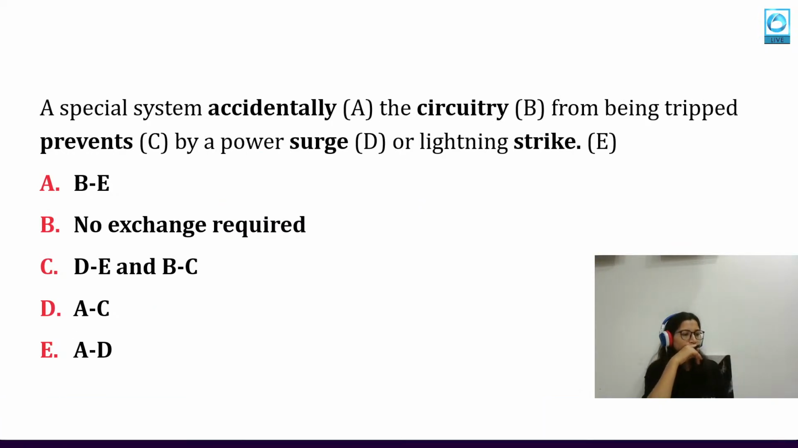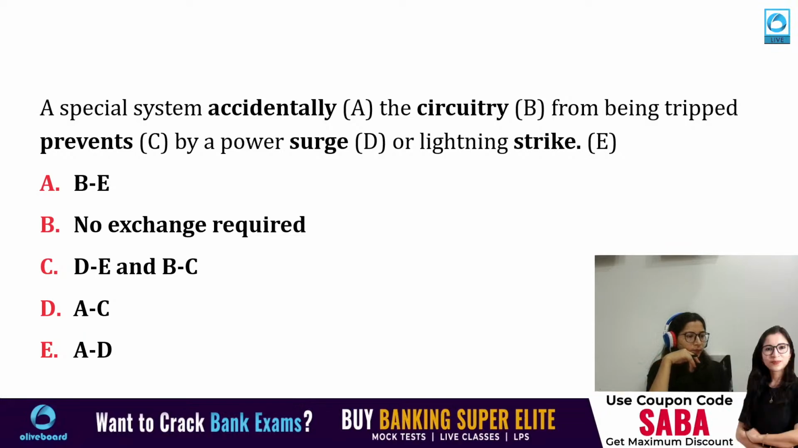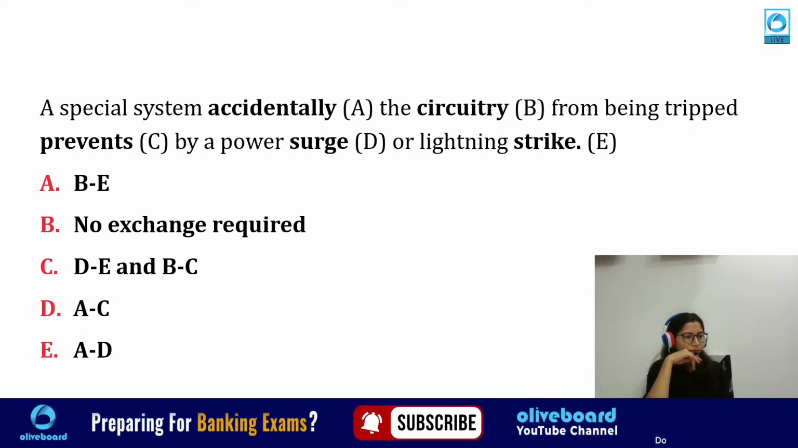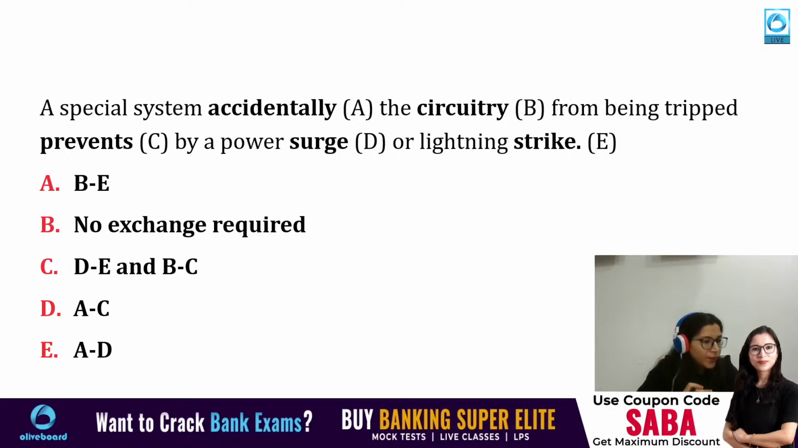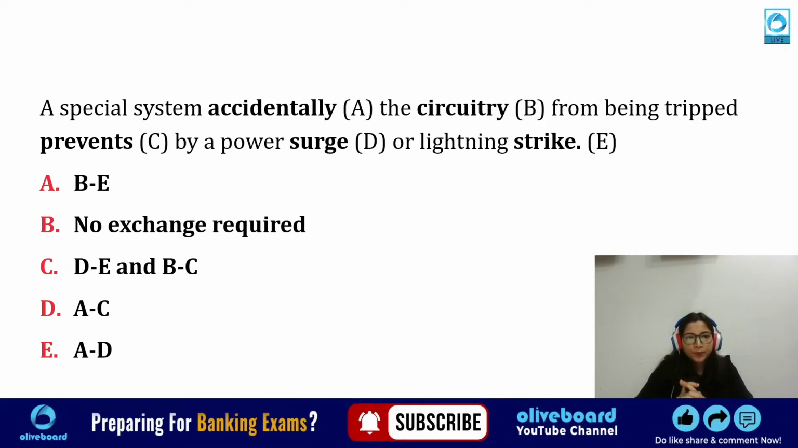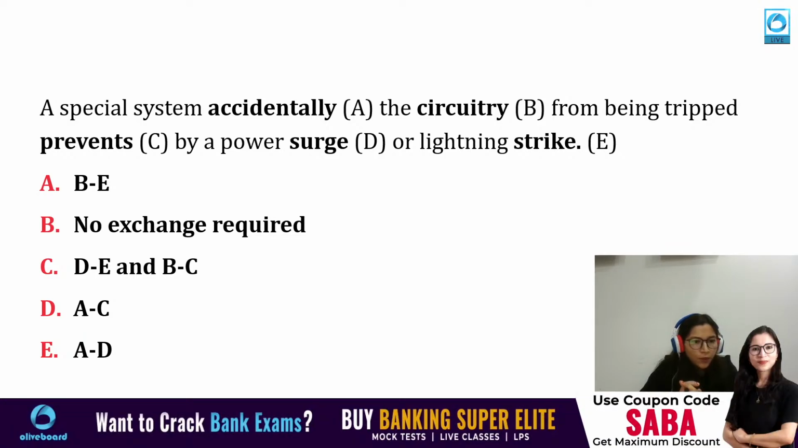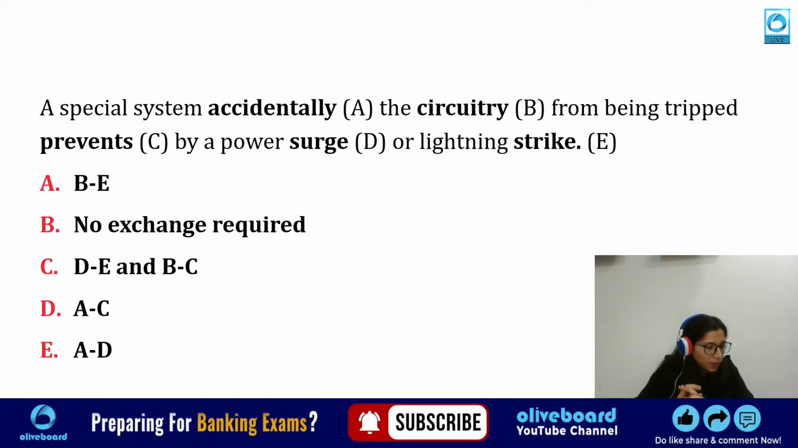Let's see the question. Quickly, guys. Read the sentence and tell me which words need to be exchanged or no exchange required. Quickly. Divya saying C. You mean to say B and C both need to be exchanged. A, C. Very good, very good, very good.